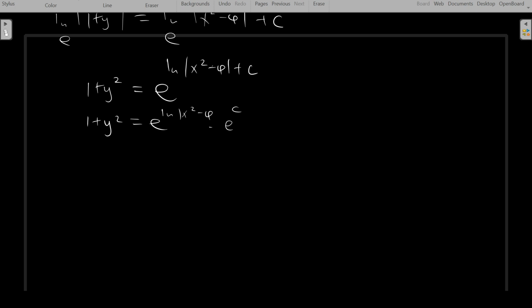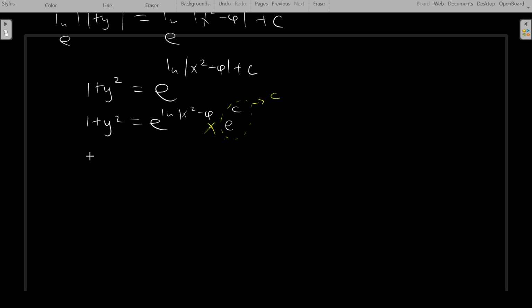Now, let me explain something at this point. There's a multiplication here because of the properties of logarithms. If we're multiplying the same bases, we add the powers. So for this case, e raised to c is just a positive constant, and we'll assume it to be just a positive constant c.